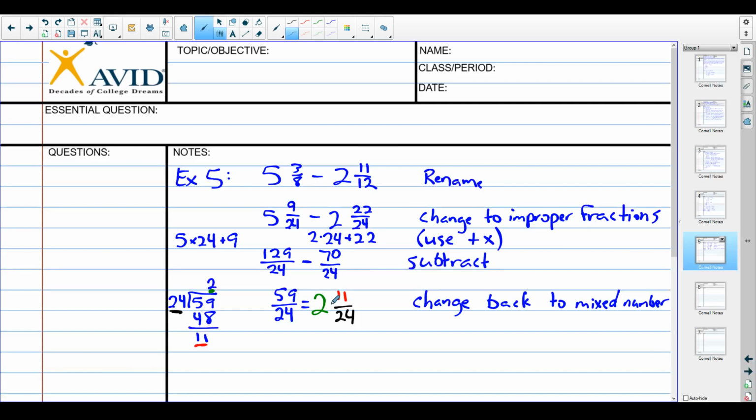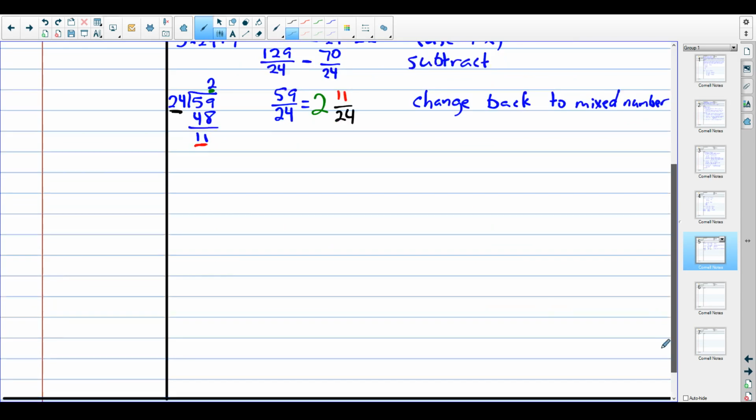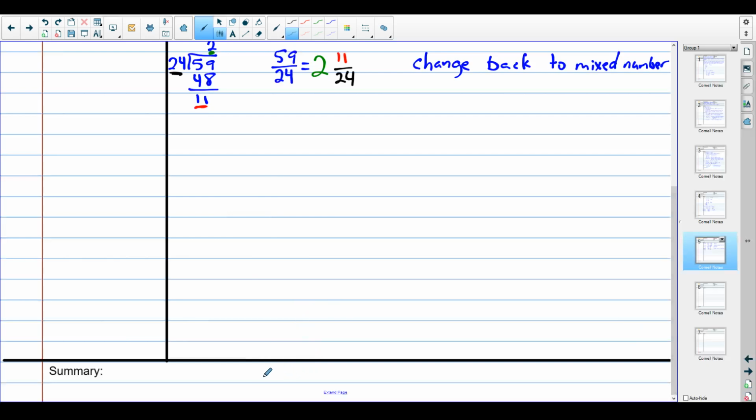Good job. Don't forget, oh, I almost forgot. Don't forget, hopefully you didn't turn it off already because I was just babbling, to put some questions over here. And then down at the bottom, your summary. Your summary can be, this is what it's like to add and subtract mixed numbers and improper fractions. That's it. Good job.